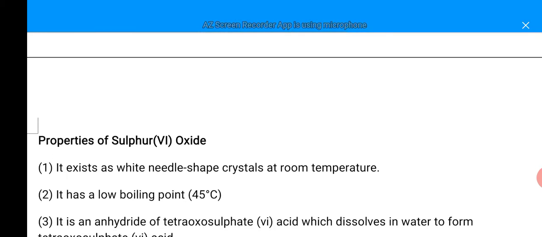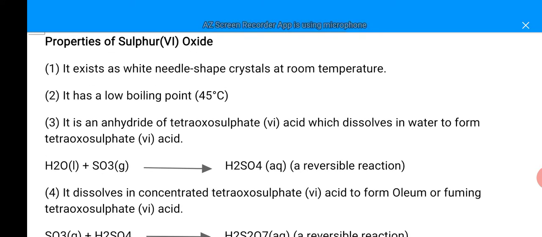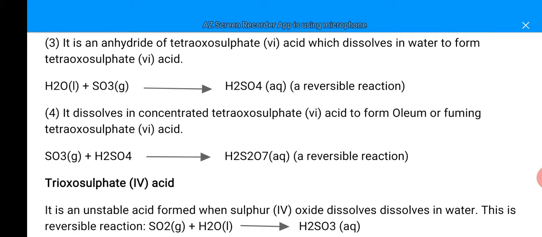Moving forward, what are the properties of sulfur 6 oxide? It exists as a white needle-shaped crystal at room temperature. It has a low boiling point of 45 degrees Celsius. It is an anhydride of tetraoxosulfate acid, which dissolves in water to form tetraoxosulfate acid. Looking at the reaction below, H2O plus SO3 gives H2SO4. It is actually a reversible reaction. Number 4, it dissolves in concentrated tetraoxosulfate acid to form oleum, or fuming tetraoxosulfate acid. Another name for oleum is fuming tetraoxosulfate acid. So you have SO3 plus H2SO4 giving us H2S2O7. It's also a reversible reaction.